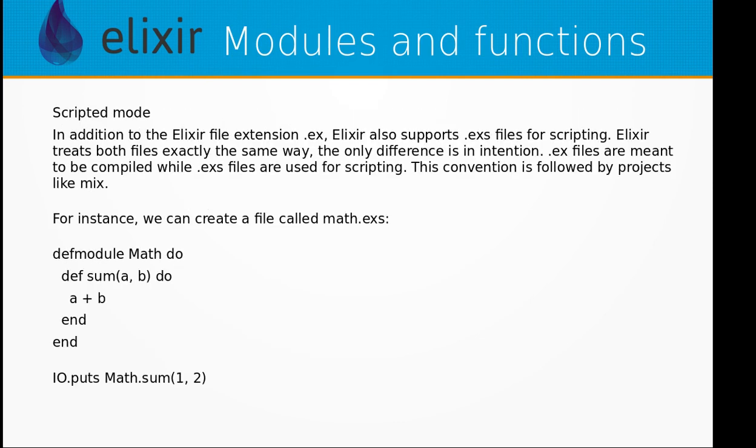Scripted mode. In addition to Elixir files with extension .ex, Elixir also supports .exs files for scripting. Elixir treats both files exactly the same way. The only difference is in intention. .ex files are meant to be compiled while .exs files are used for scripting. This convention is followed by projects like Mix. For instance, we can create a file called math.exs and we can run IO.puts Math.sum 1, 2.